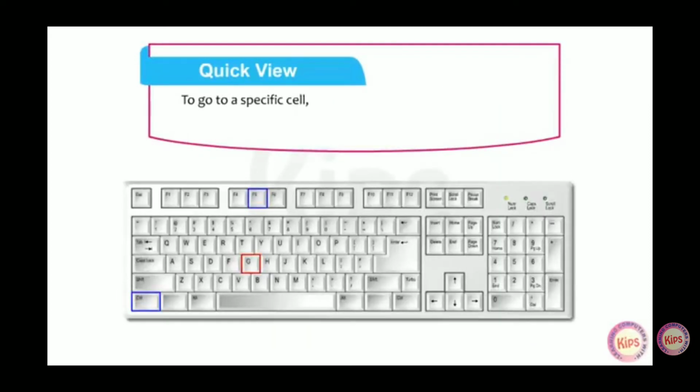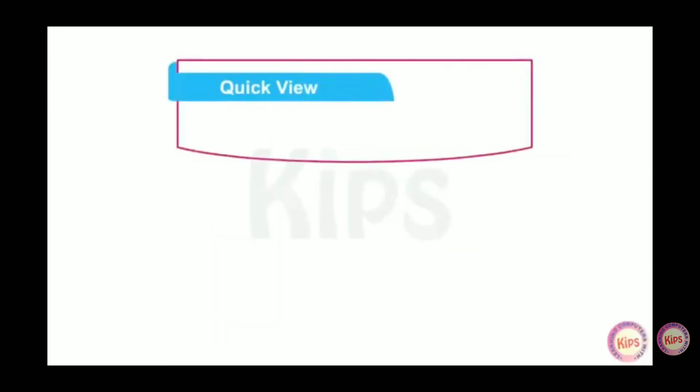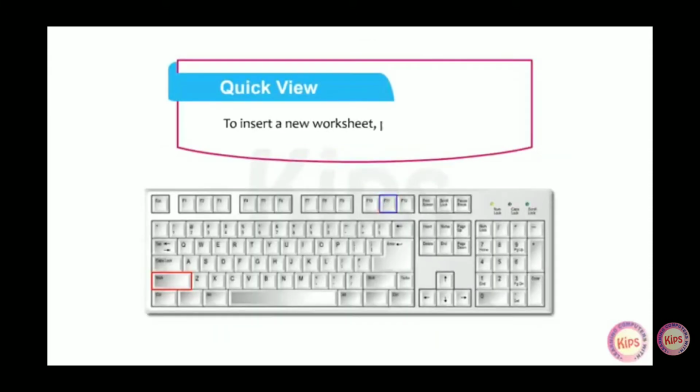Let me share an interesting fact. To go to a specific cell, use Ctrl plus G or press F5 function key. Type the cell reference in the reference field of the Go To dialog box. Also note that to insert a new worksheet, press Shift plus F11.